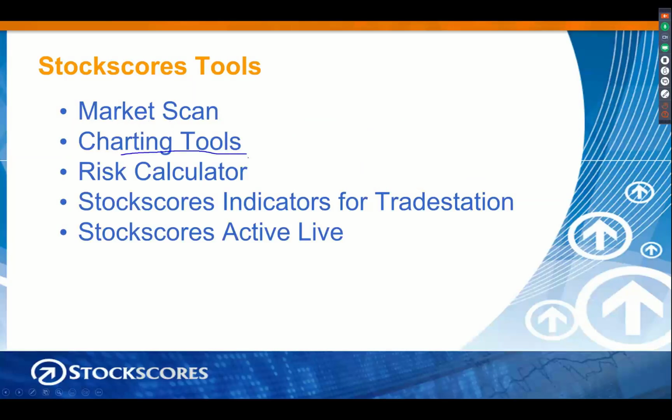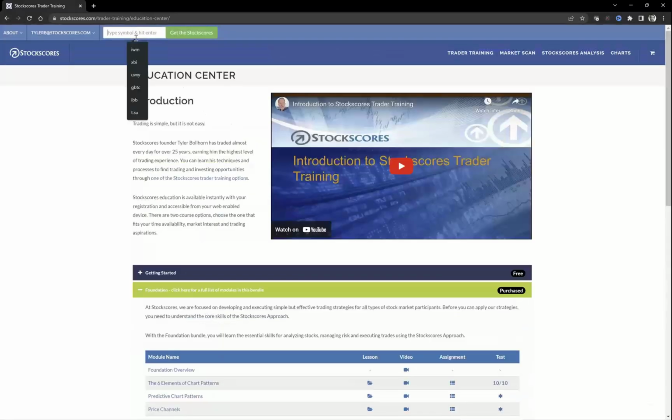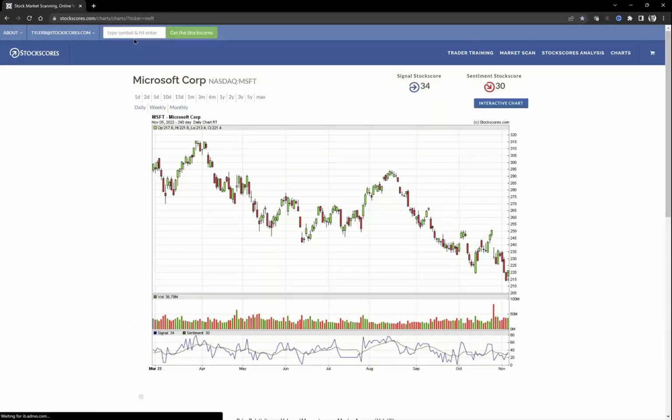Now the charting tools on Stockscores are free. So you can pull up the chart of any stock you want. It doesn't cost anything. So I can pull up the chart of Microsoft and I can see the score. What's the score right now? Ugly, 30. Okay, that's a stock to avoid. I may day trade Microsoft, but longer term, I would not want to touch this stock.